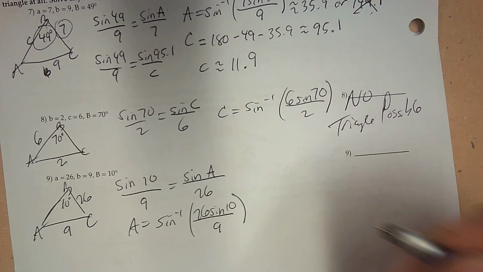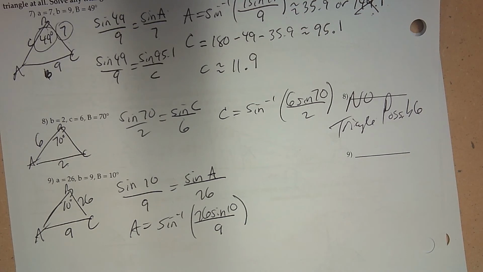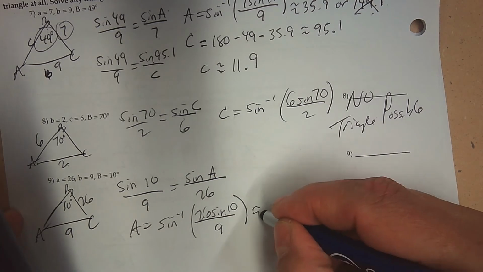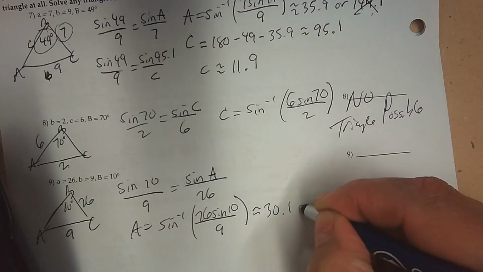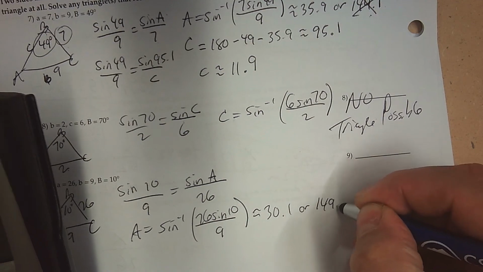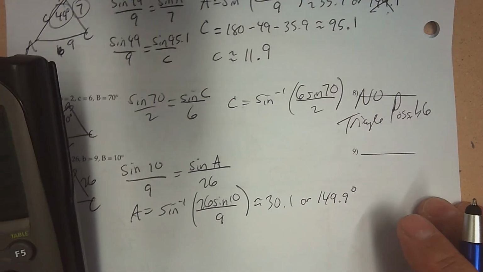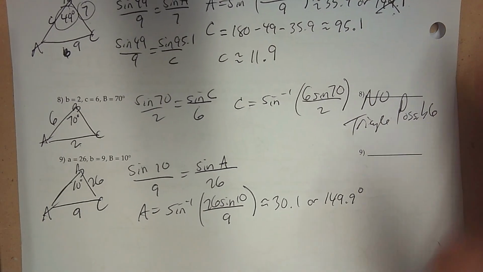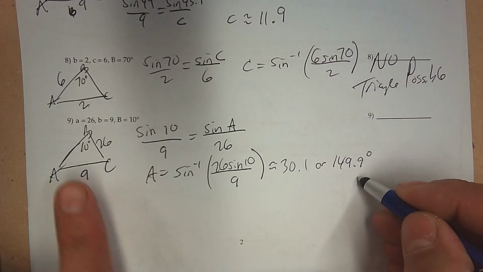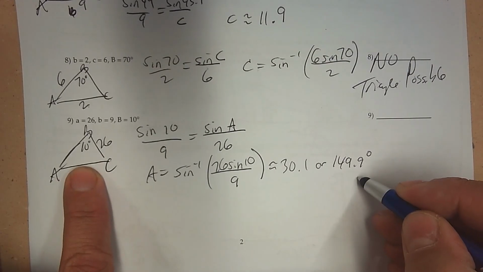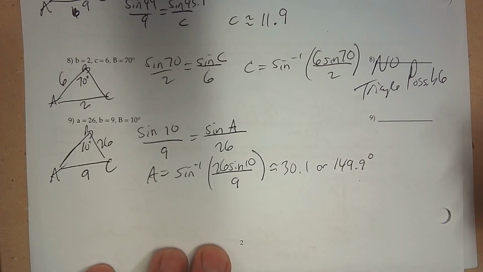So let me do that in the calculator. And I get 30.1 or 149.9. And I get that by subtracting from 180. And if I add that to 10, there's room for 2 triangles. So with this information, there are 2 triangles possible.